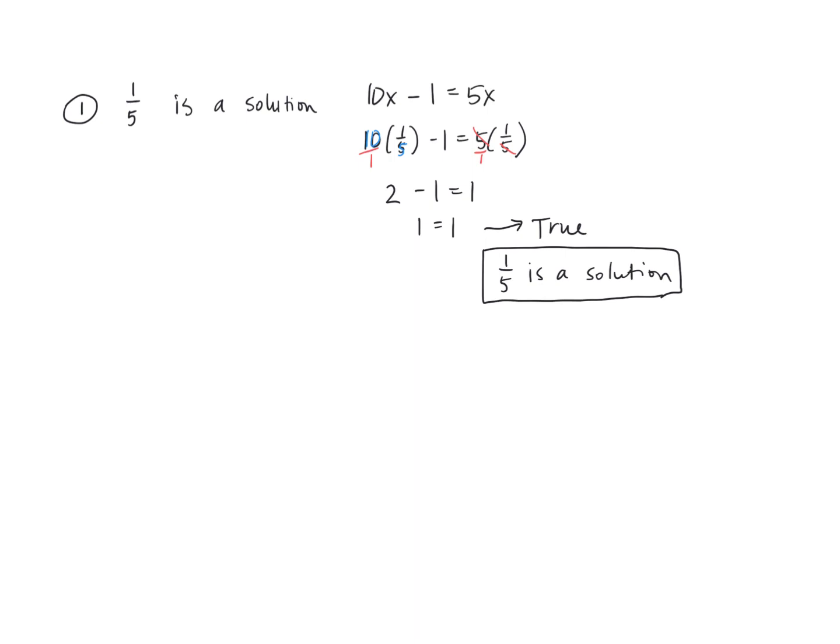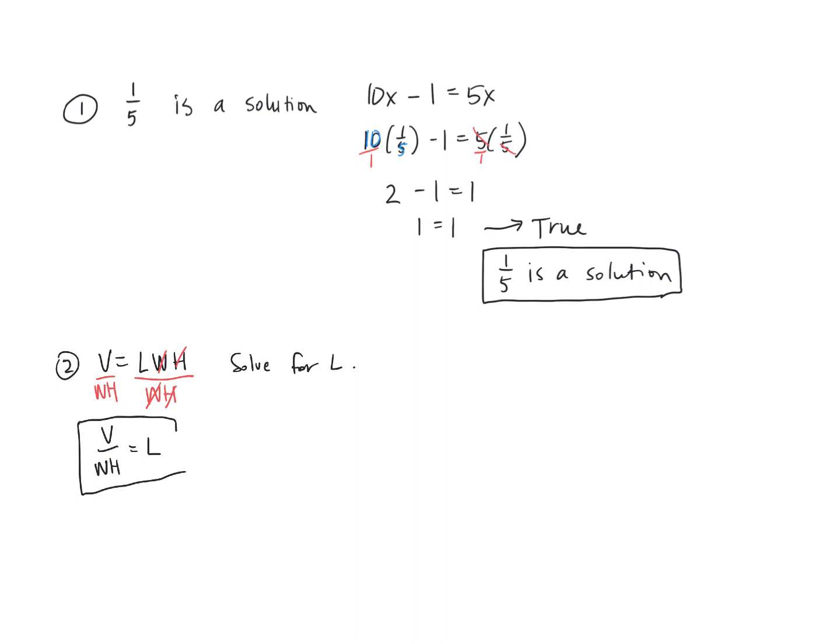Number 2, it says solve the formula V equals LWH, solve for L. So that means we want L to be by itself. So what's on the same side as L? We've got a W and an H. Since they're all multiplied together, we're going to divide by W and H. So those will cancel out. So V over WH is equal to L. And since L is by itself, that's all we need to do right there.